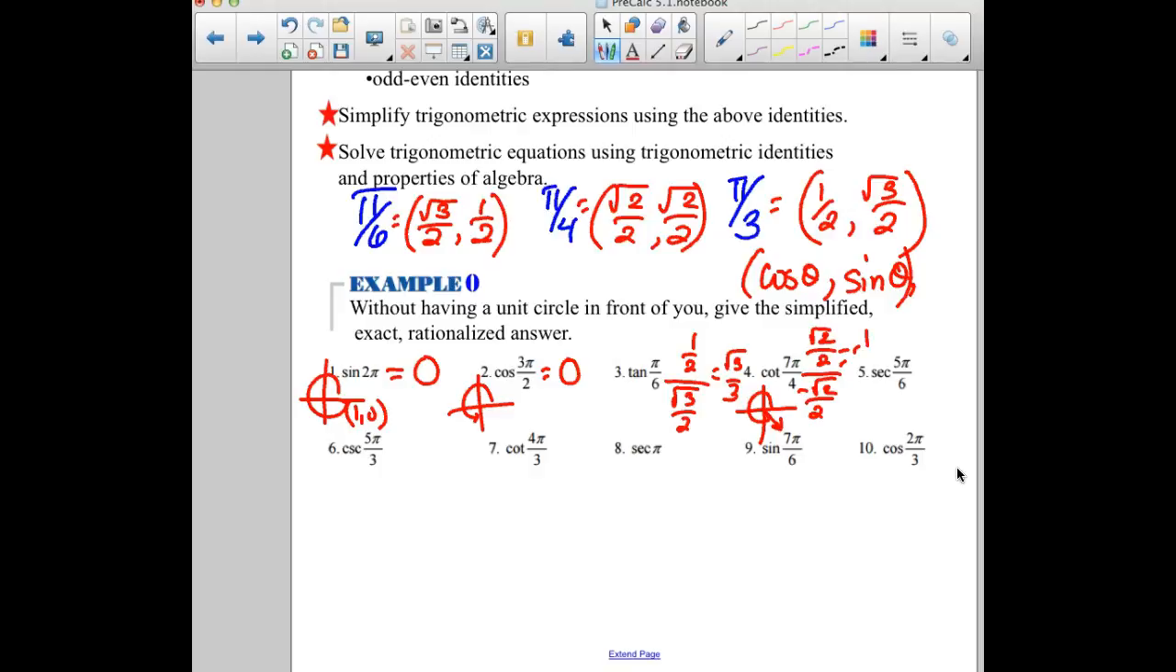And for 5 pi over 6, again, if you picture where we are, 5 pi over 6 would be right in here. So we are looking at our pi over 6 reference angle. Secant is the reciprocal of cosine. So we need the reciprocal of our root 3 over 2. But in this quadrant, cosine is negative. So we need 1 over negative root 3 over 2, which would be negative 2 over root 3, and rationalized would be negative 2 root 3 over 3.